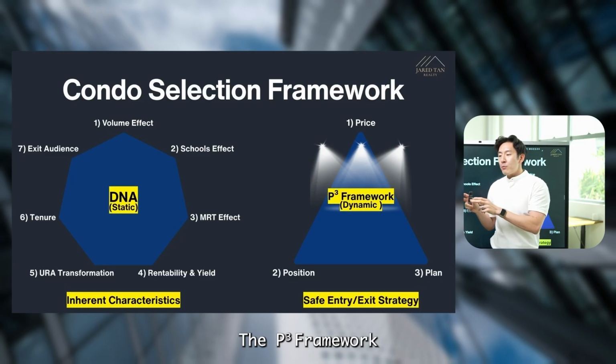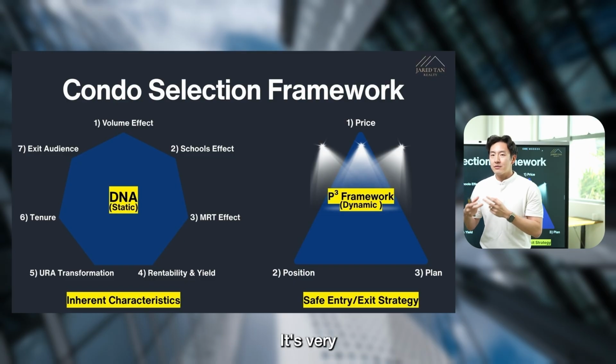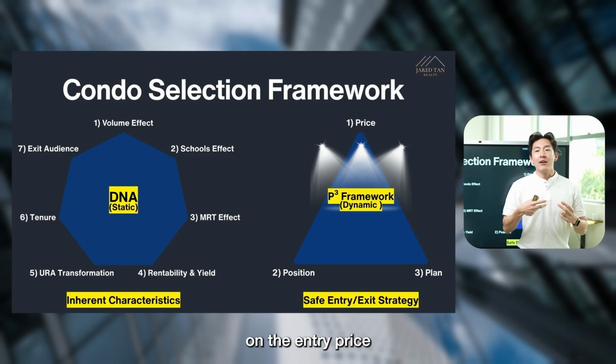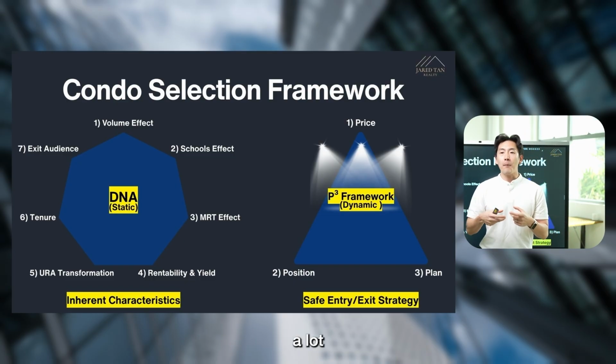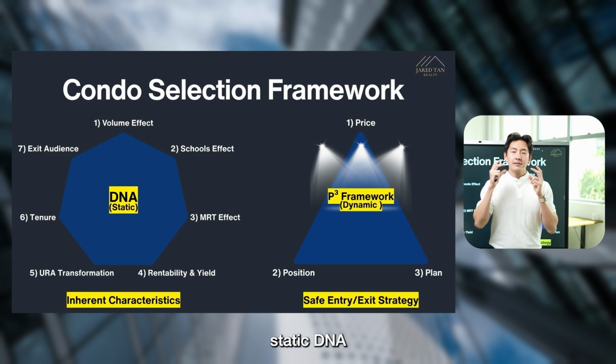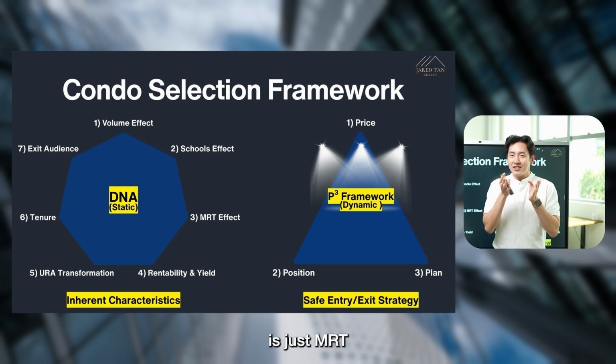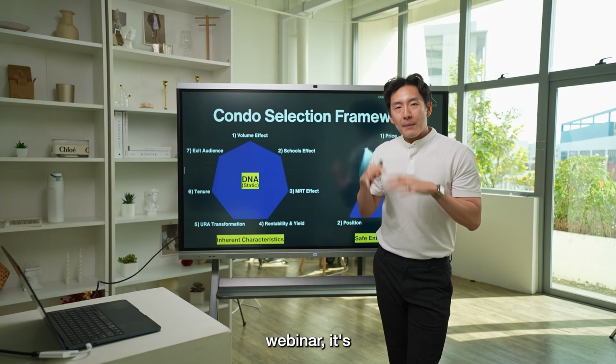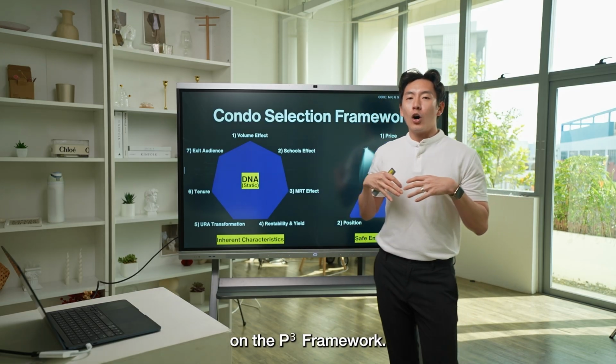So the 3P framework is more dynamic. It's situational, depending on the entry price that you go in at. It depends on a lot of market forces. Whereas the static DNA framework is really fixed. You can't change whether the property is near MRT or near a school. In this webinar, the focus is on the 3P framework.